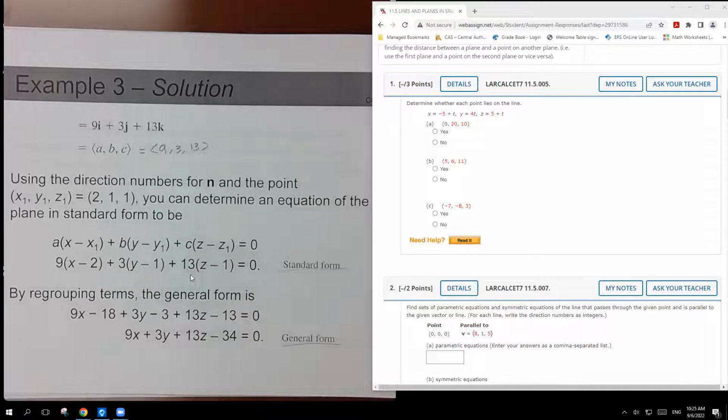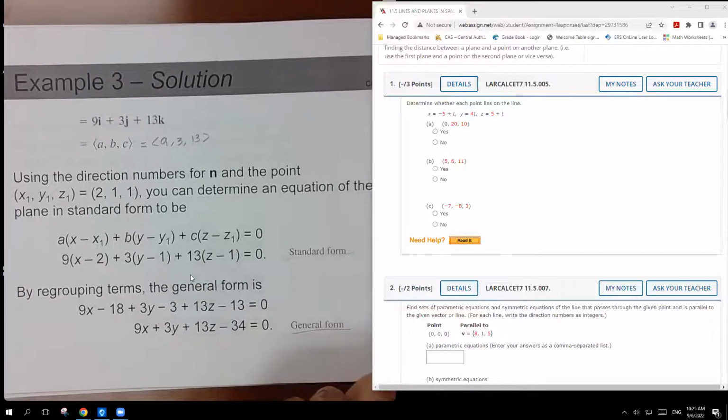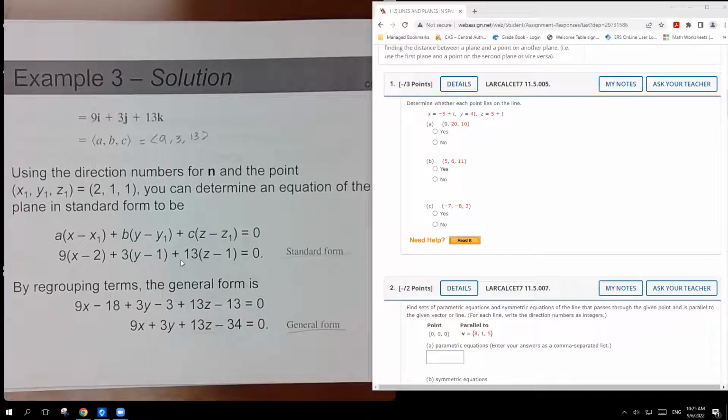So this example is really important because we're going back and using the cross product. And there's another one that is going to be on the website.